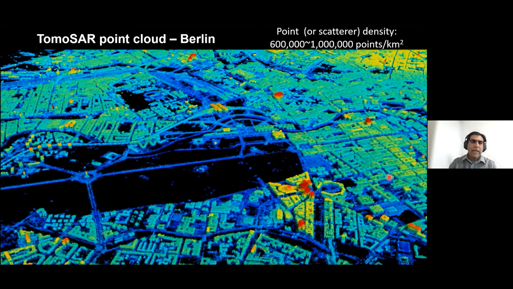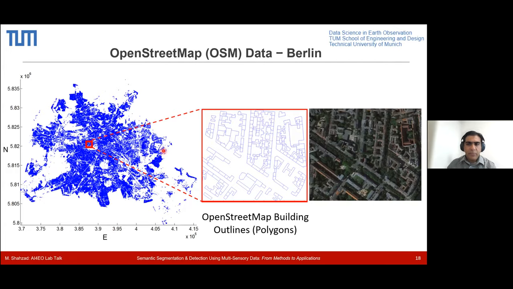Why am I talking about this? Because I use an idea where we do segmentation in these point clouds, extract out the buildings, and then use this to generate a SAR annotation map. For this, I used OpenStreetMap data. This is the OpenStreetMap of Berlin, and these are the 2D polygons of the building outlines, represented in a shapefile.